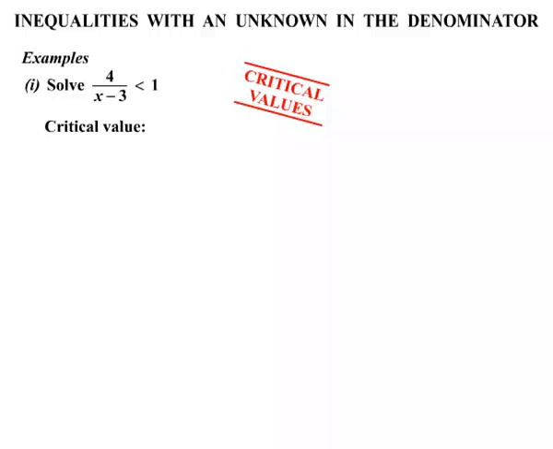Now the first critical value, we'll look at the denominator. We realize that we cannot divide by 0. So in other words, x minus 3 cannot equal 0. As a result, x cannot equal 3.